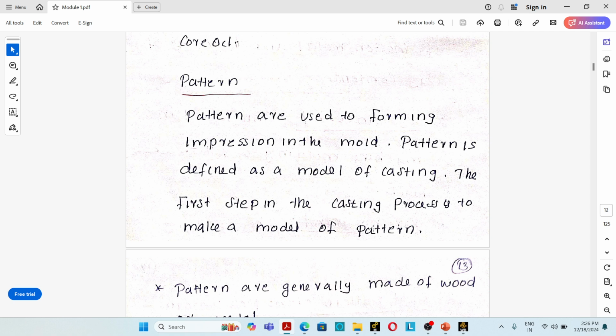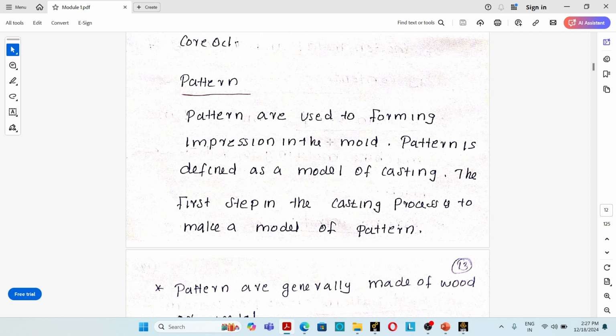First of all, what is the purpose of a pattern? In sand casting molding, patterns are very important components. Patterns are usually used for forming impressions in a sand casting. That's the first purpose of a pattern. Actually, a pattern is defined as a model of casting. The first step in a sand casting process is making a pattern. Patterns are commonly made up of wood or metals. So that is the concept of a pattern.